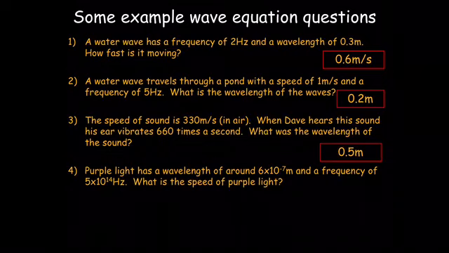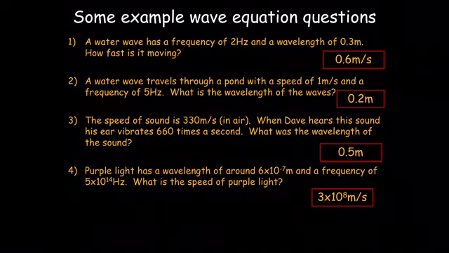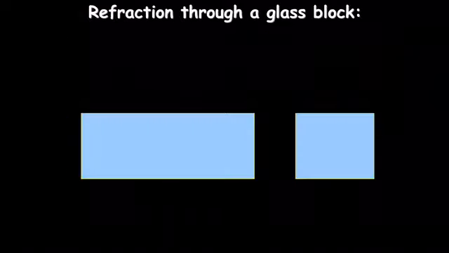Right, this one you can do in your head. Purple light has a wavelength of 6 times 10 to the minus 7 meters and a frequency of 5 times 10 to the 14 hertz. What's the speed of purple light? Come on, you can do this in your head. Because the speed of light's always the same: 3 times 10 to the 8. Come on, wake up, smell the coffee.